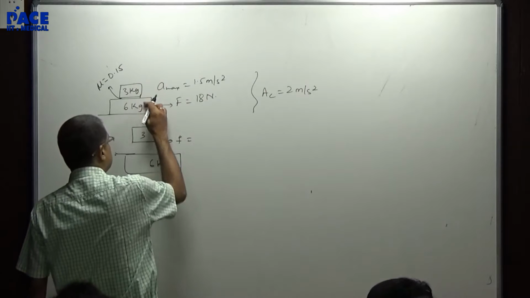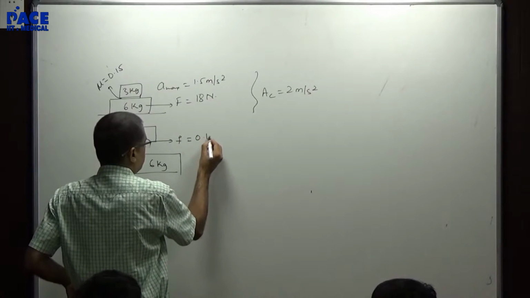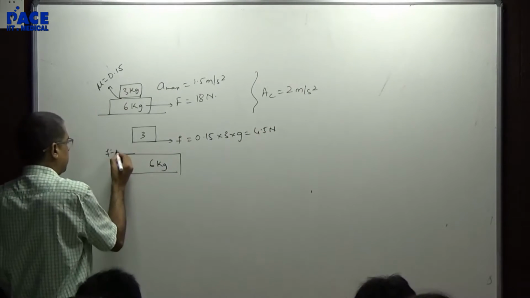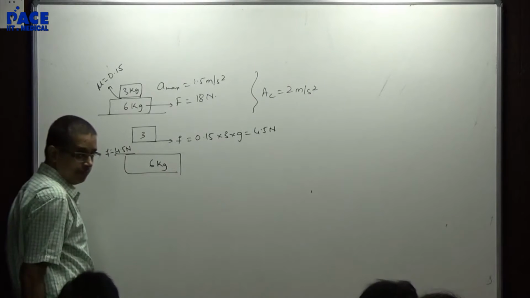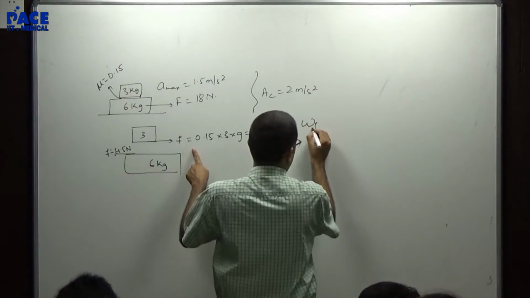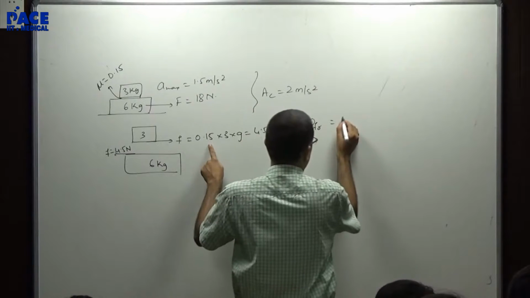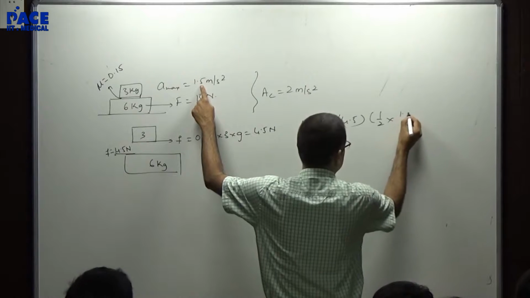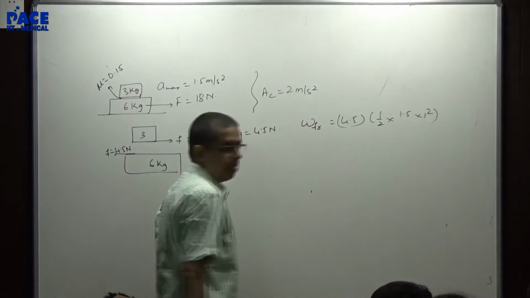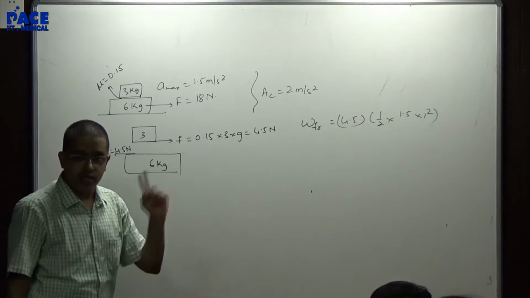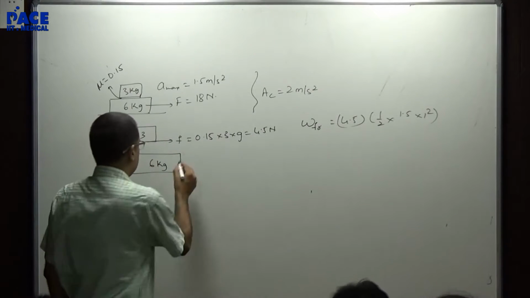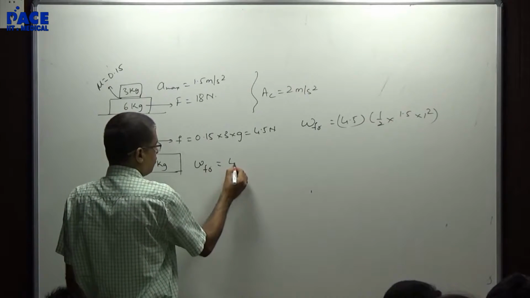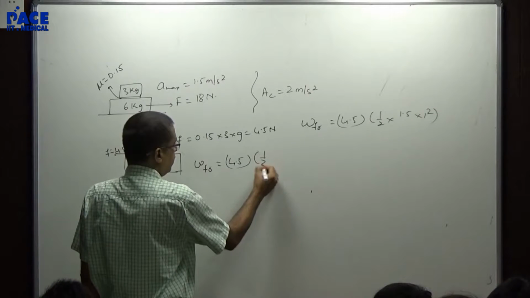So work done by friction. How much is the friction? Now that this is sliding, it will be 0.15 into 3 into g. This will be 4.5 Newton. This will be 4.5 Newton. Work done by friction on the 3 kg block will be 4.5 into half, into the acceleration 1.5 into 1 square. Positive, since friction and displacement are in the same direction. Work done by friction on the 6 kg block is 4.5 Newton into half, into its acceleration.